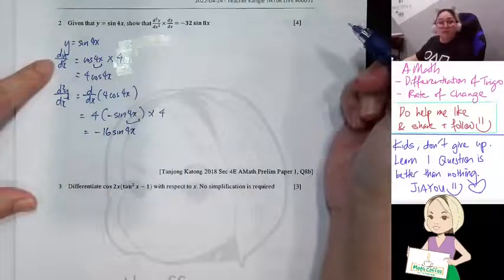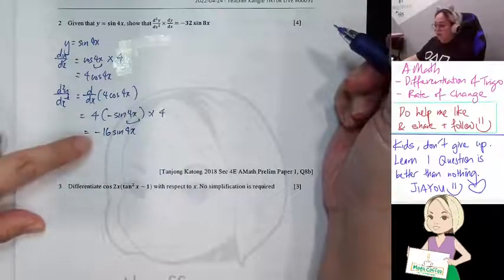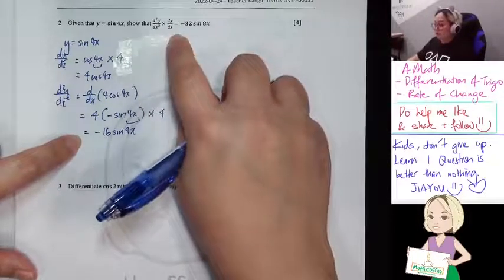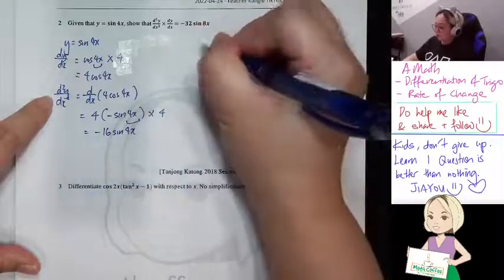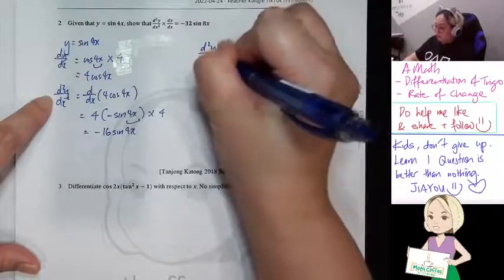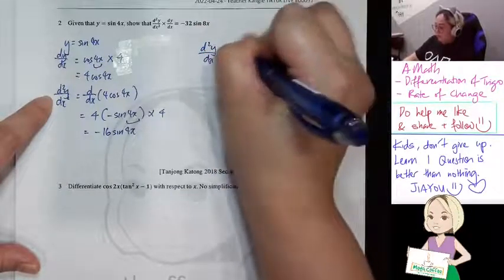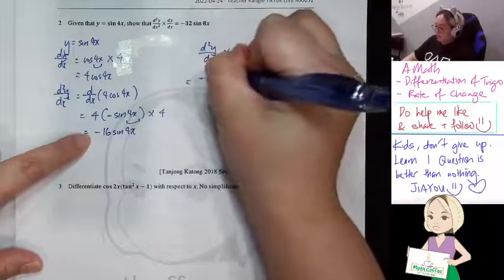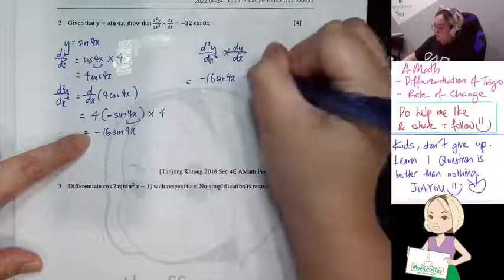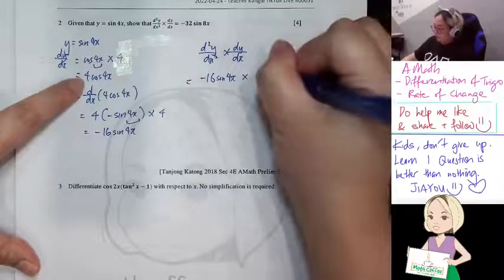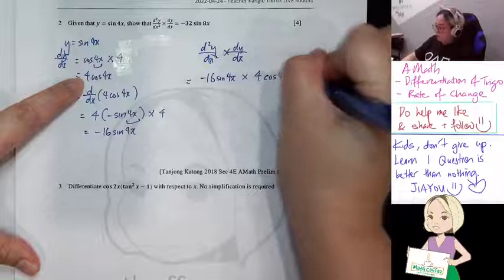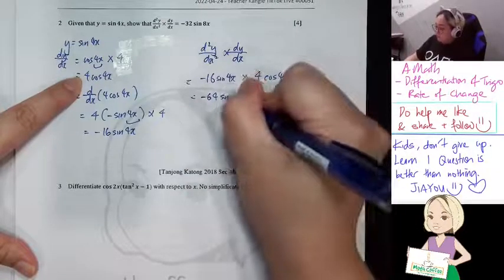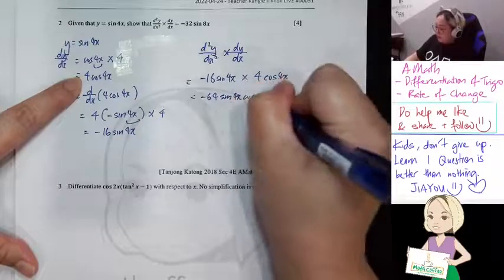So now I have my dy/dx and my d squared y over dx squared. They ask you to prove that d squared y over dx squared times dy/dx is equal to this. Very straightforward, you just write d squared y over dx squared multiplied by dy/dx, which is minus 16 sine 4x multiplied by dy/dx, which is 4 cosine 4x. So I will have minus 64 sine 4x cosine 4x.